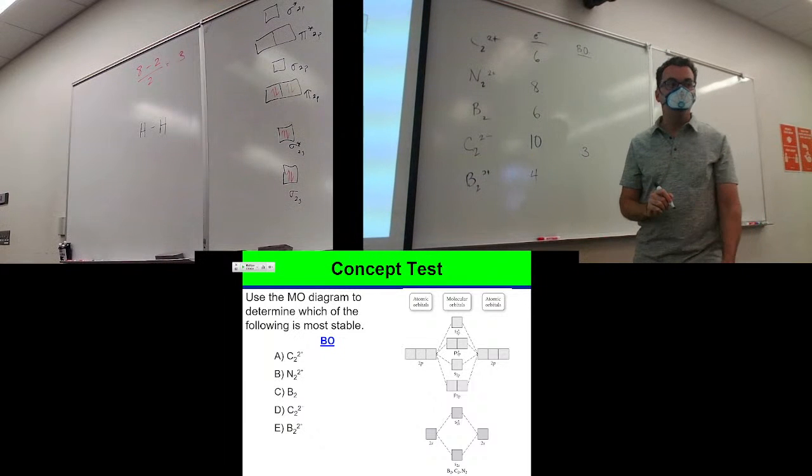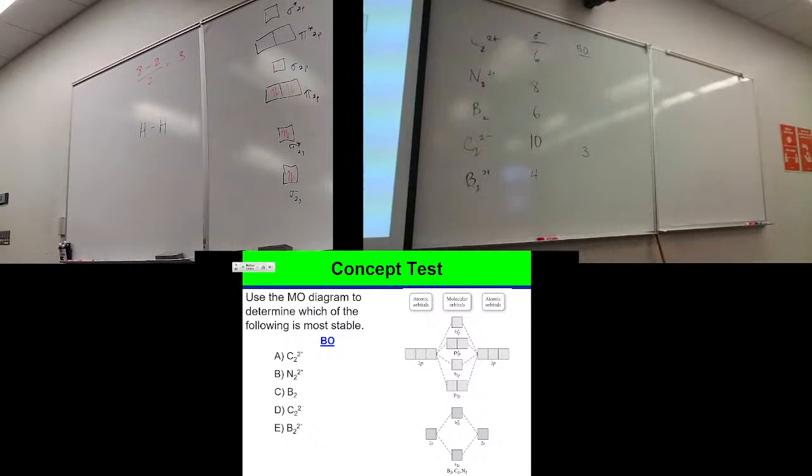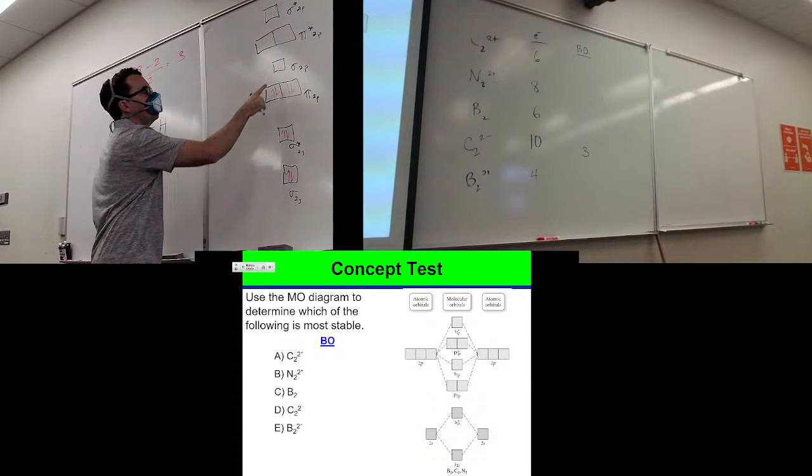Pretty strong bond. If I go to the next step down, nitrogen, or N2 2+, I should say, it's got 8 electrons only, so these 2 are not there.